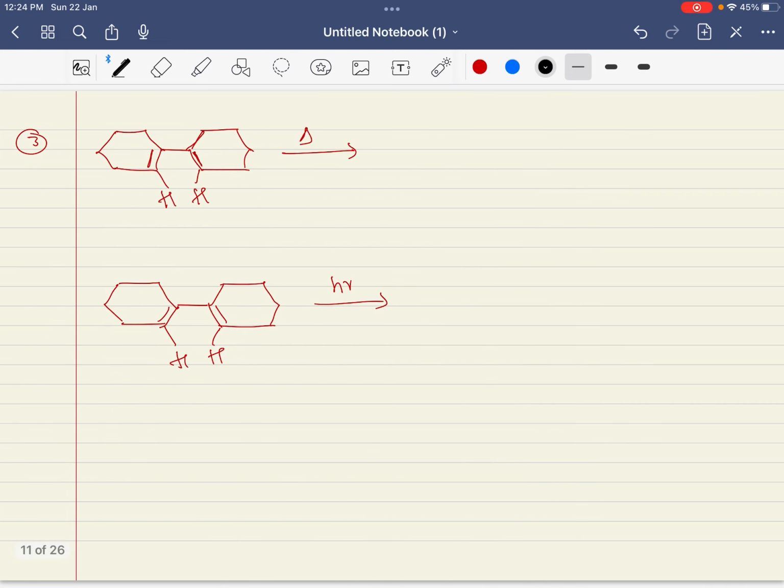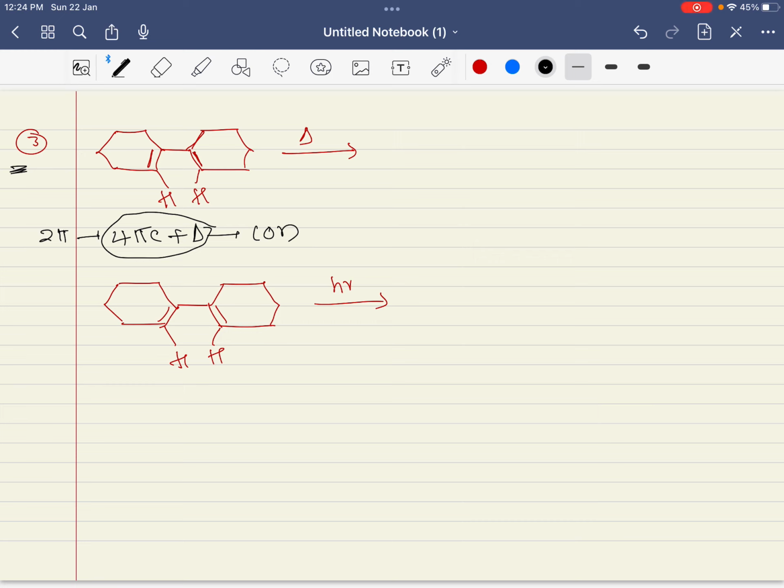Third example we'll see here. Again here there are 2 pi bonds. 2 pi bonds means you know that 4n pi electron system plus thermal condition is there. This means you have to do what? Conrotatory.